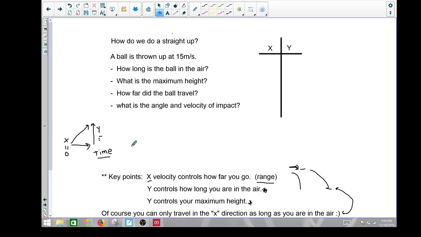So, for example, if you're throwing a ball straight up, obviously, the harder you throw that ball straight up, the farther up in the air it's going to go, and the longer it's going to be in the air. So these are two things that we're going to want to try and focus on, and I can't stress enough: y component, how long you're in the air. That is typically one of the first things I want to solve for in any projectile motion problem.